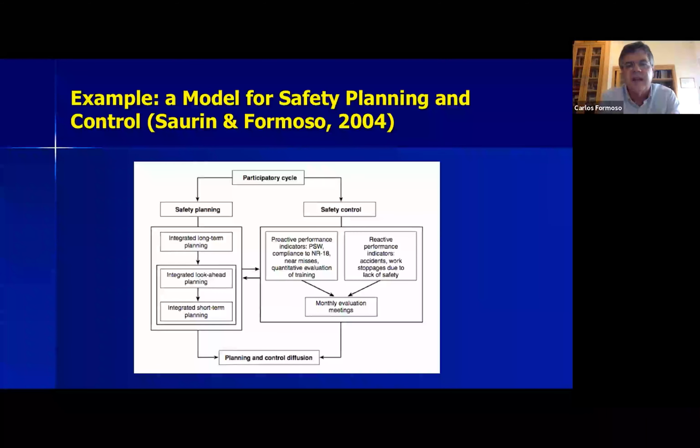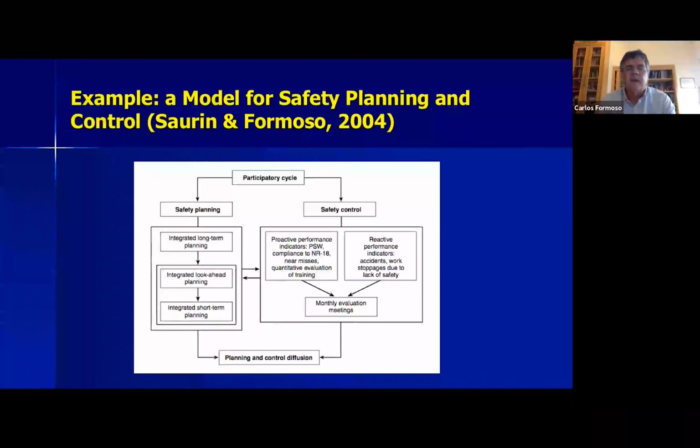There are three different levels of planning: long-term, look-ahead planning level, and short-term planning level. The model has a number of techniques for planning safety, a number of metrics for controlling safety. It has also a number of mechanisms for participation of the workers and the foremen in this safety planning and control process, and also some mechanisms for disseminating information.